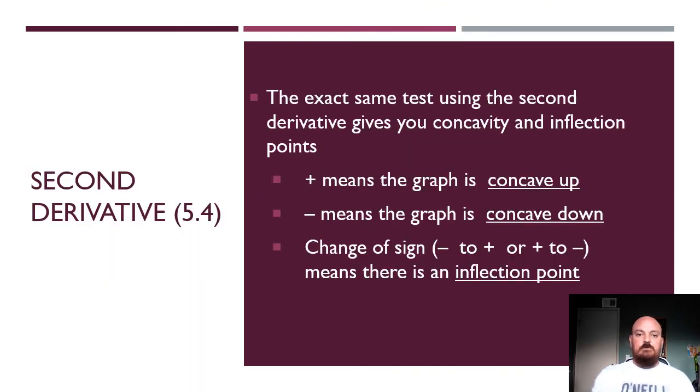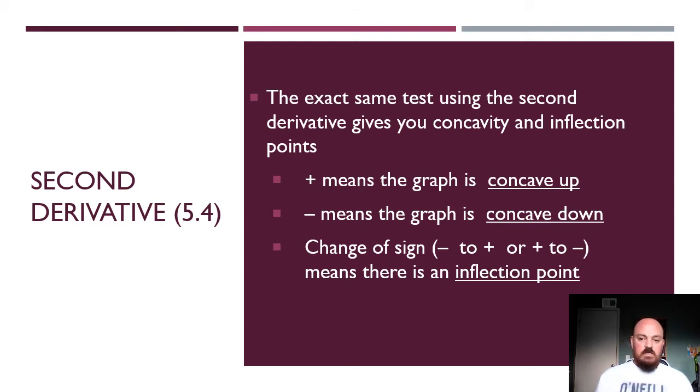All right. Now, in 5.4, we did the exact same thing with the second derivative, but it gave you concavity instead of increasing and decreasing. So we take the second derivative, we do the exact same test. We set it equal to 0, we find out where it's 0 or undefined, we mark those on a number line, we test intervals. This time, the plus means concave up, the minus means concave down, and anywhere it changes signs is called an inflection point.